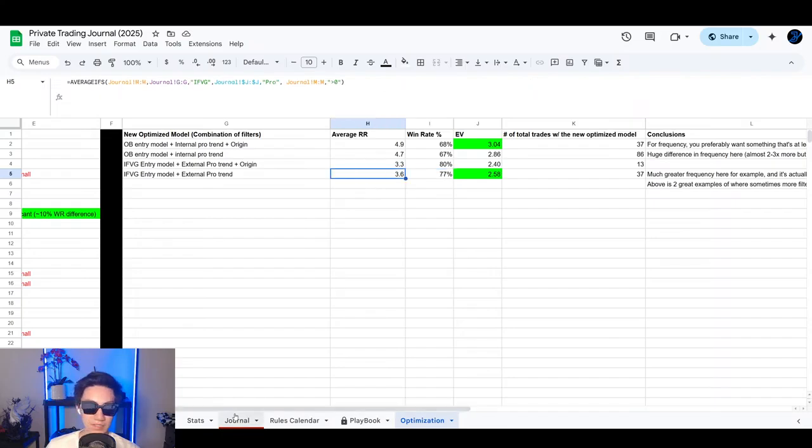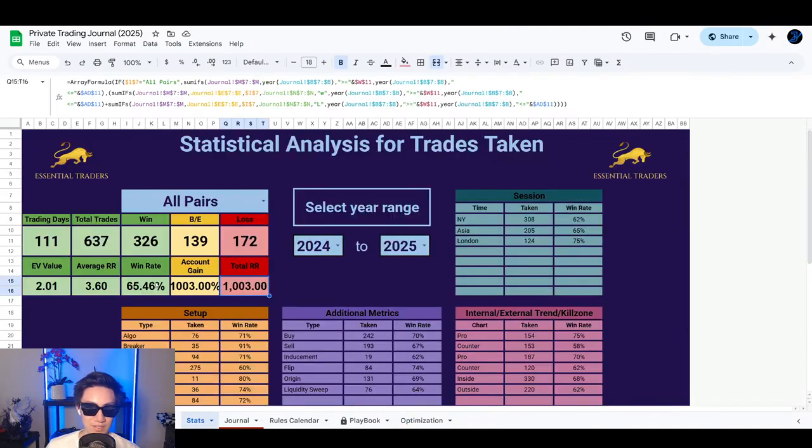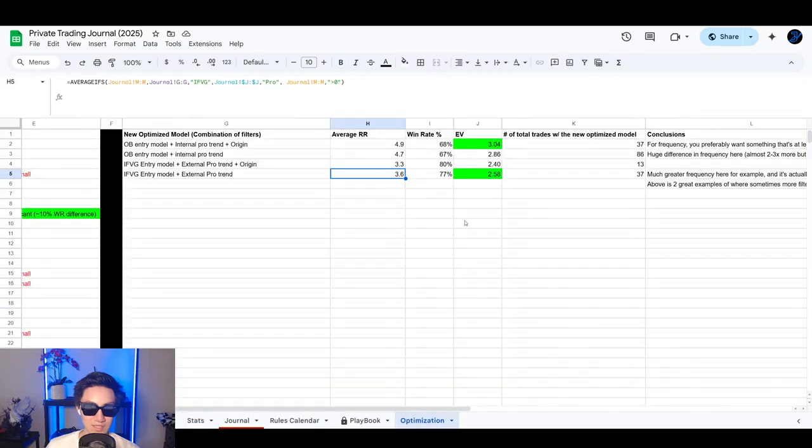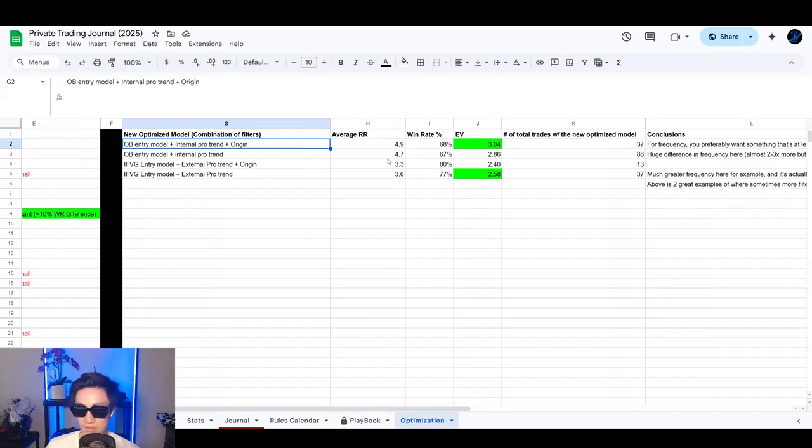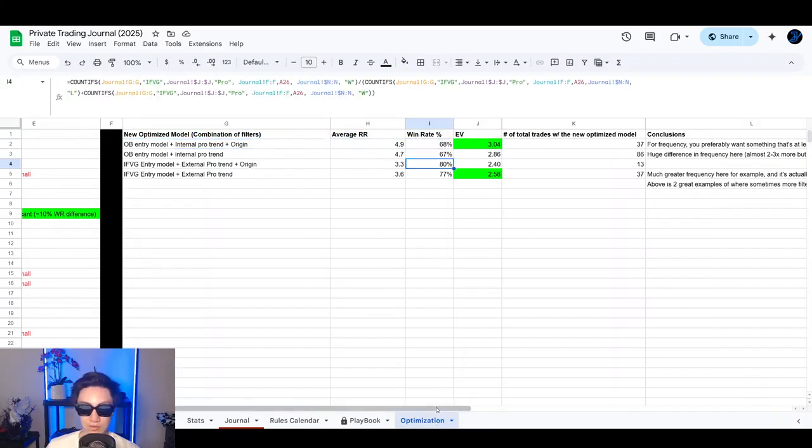My average across everything is 65% at 3.6. So plus 10% win rate at 3.6 risk reward is a huge difference in EV: 2.5 versus my 2.01. So massive gains in performance, especially this one, 68% at 4.9 risk reward average. If you're using my OB entry model I teach with the internal pro trend structure, and the origins in the course, then you can achieve these results.